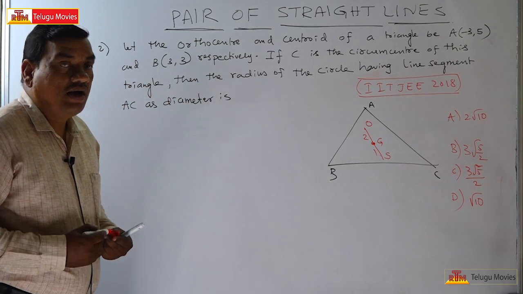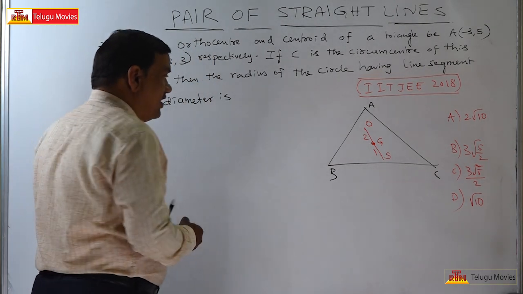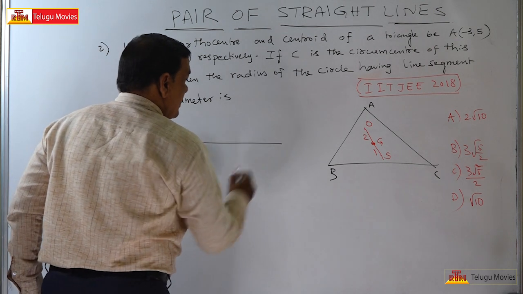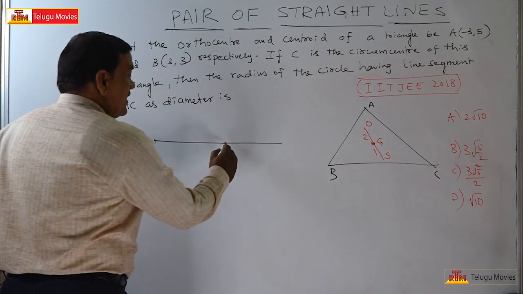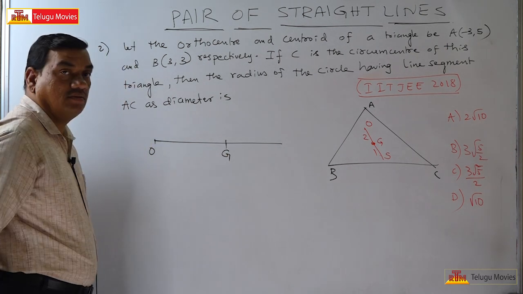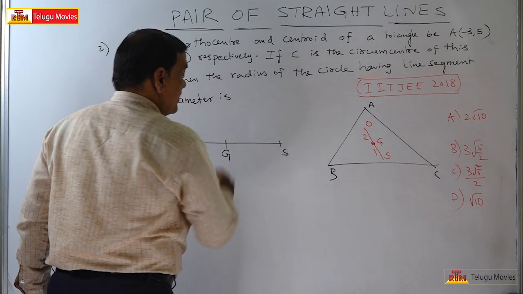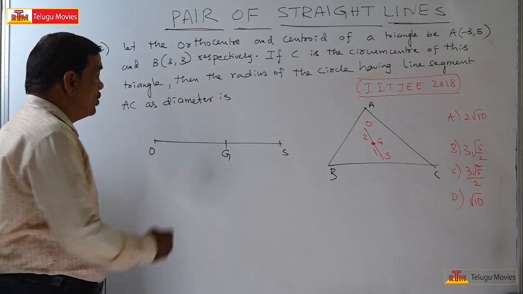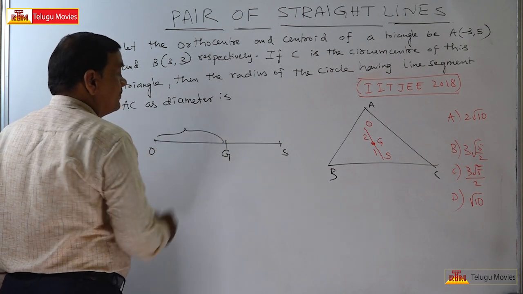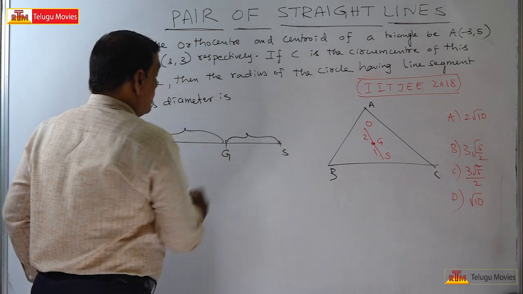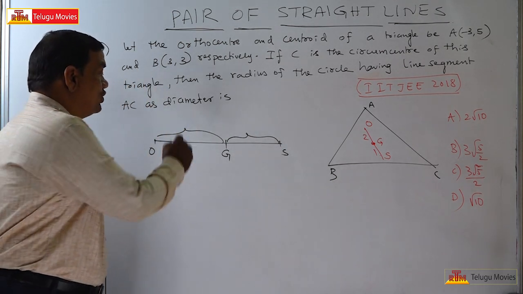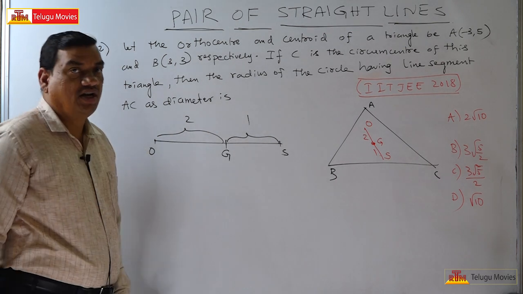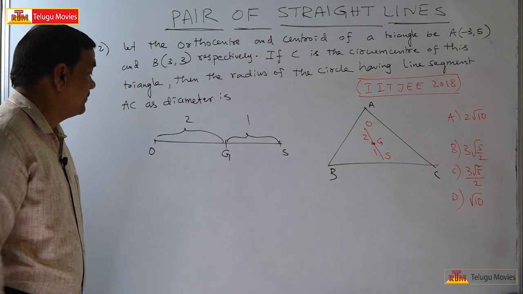I am drawing the diagram here clearly. It is a line segment: it is the orthocenter, and it is the centroid, and it is the circumcenter. The centroid divides OS in the ratio 2:1 internally, of course, for any general triangle.